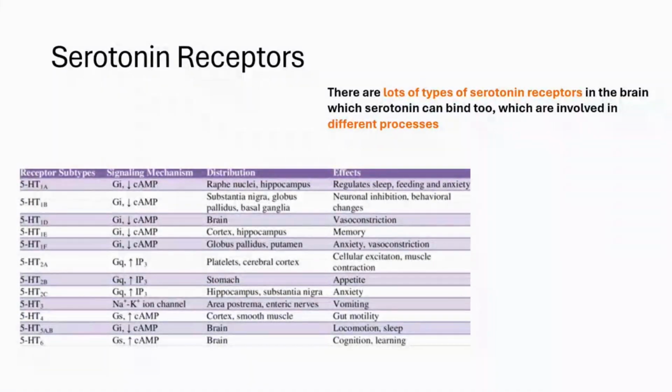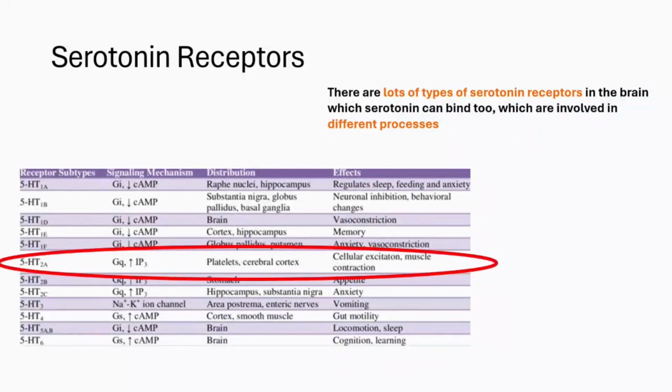Now, I mentioned a little bit earlier that the 5-HT2A is the one that we're particularly interested in when it comes to psychedelics. So we can have a little look here, and we can see that it's involved in cellular excitation and muscle contraction, which isn't too important, but the cellular excitation is totally important for psychedelics.